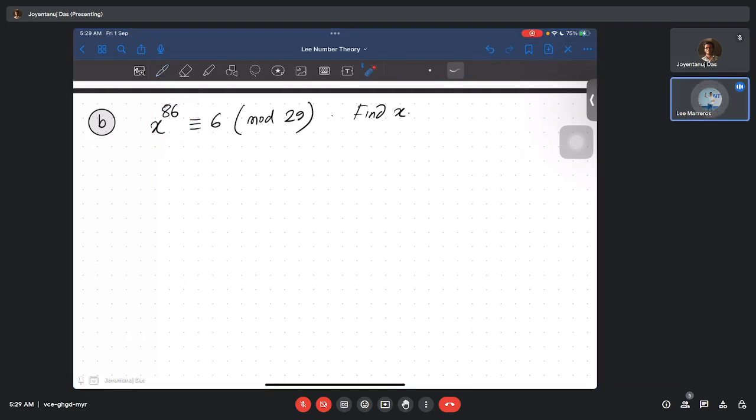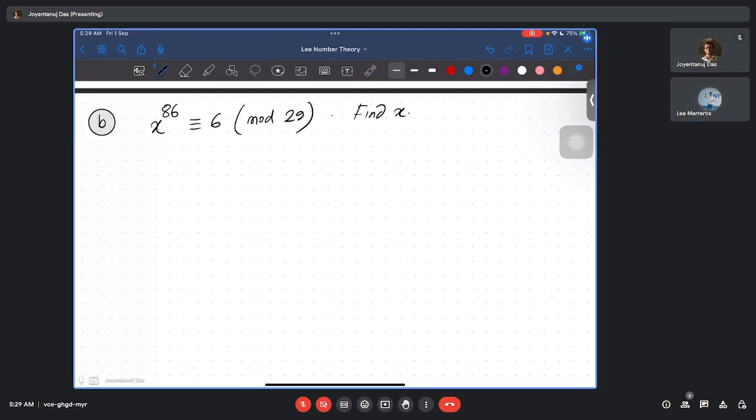So x to the 28 will be equivalent to 1 mod 29. But before that we have to write one line, that x is not congruent to 0 mod 29, because that is also one condition we have to check. x is a variable, and here you have to find x. So we have to make sure that x is not congruent to 0 mod 29. Then only can we apply Fermat's little theorem, right?